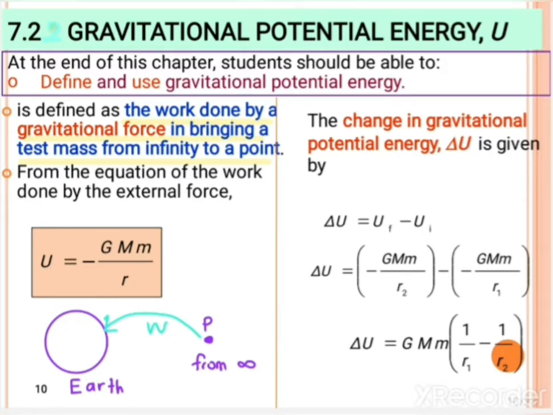Gravitational potential energy is a scalar. So the change in gravitational potential energy, delta U, equals U final minus U initial, or mathematically, U final equal to negative GMm over R2, R2 is the position at final, minus negative GMm over R1, R1 is the position for initial. If we rearrange the equation, we get delta U equal to GMm times bracket 1 over R1 minus 1 over R2.